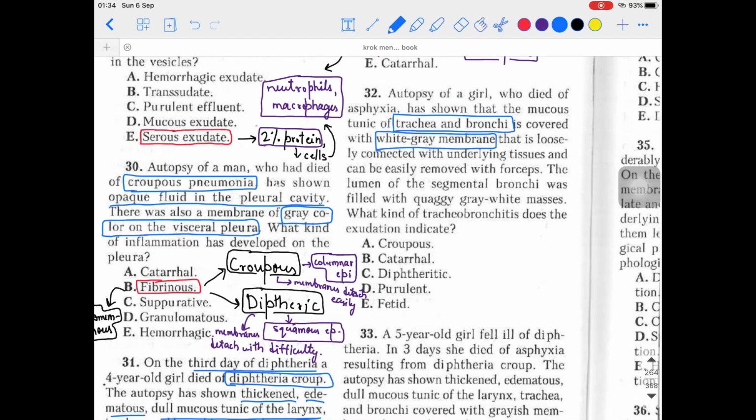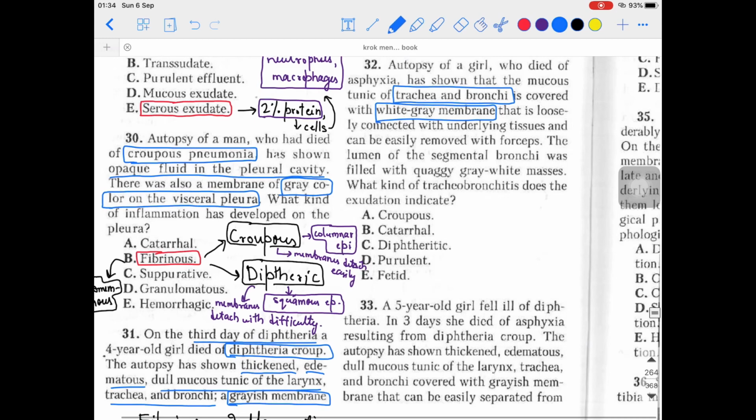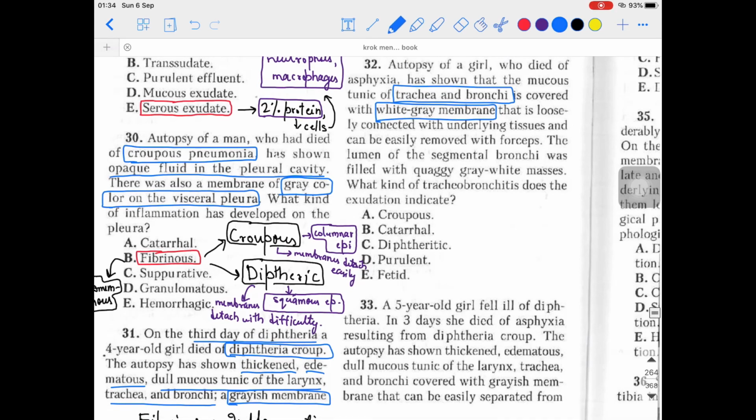Again guys, fibrinous inflammation is loosely connected with the underlying tissues and can be easily removed with forceps. This is a case of croupous fibrinous inflammation. Either croupous or fibrinous must be given. So no doubt the answer will be croupous inflammation, which is a type of definitely fibrinous inflammation. I hope you are very comfortable in solving these questions now.